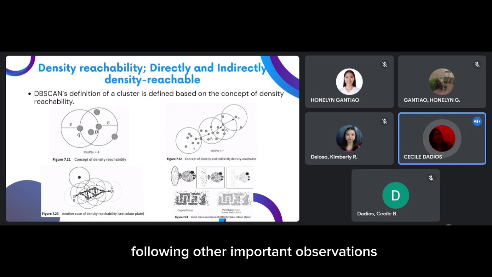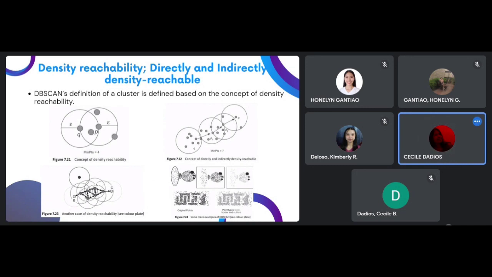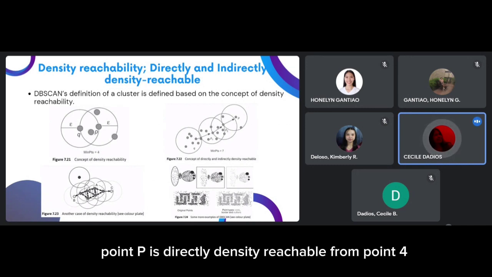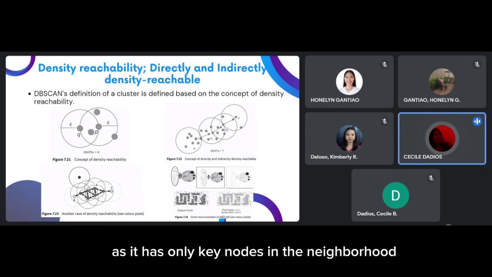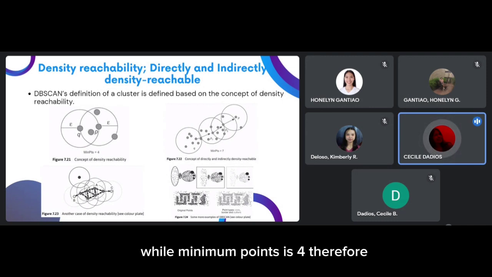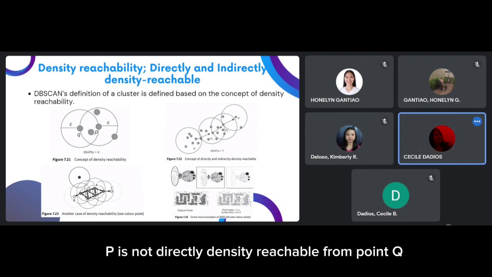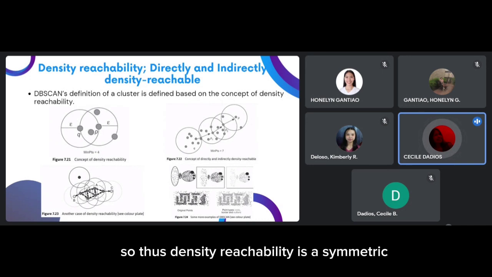Following other important observations that can be seen in figure 7.21, point Q is directly density reachable from core point P. Point Q is not a core point as it has only 3 nodes in the neighborhood while the minimum points is 4. Therefore, P is not directly density reachable from point Q. Thus, density reachability is asymmetric.